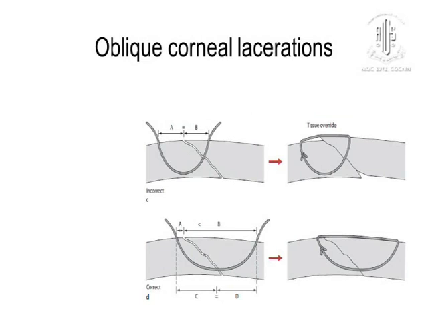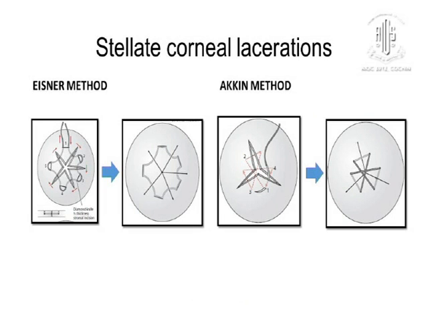And in oblique cases, you need to make it like this: a shorter bite on the side where the oblique starts and a longer bite on the other side. This keeps it in line. Otherwise, again, there'll be overriding. Because here, if you follow the principle of keeping an equal distance bite on either side, that's not going to work. The tougher ones are, of course, sometimes the stellate ones.